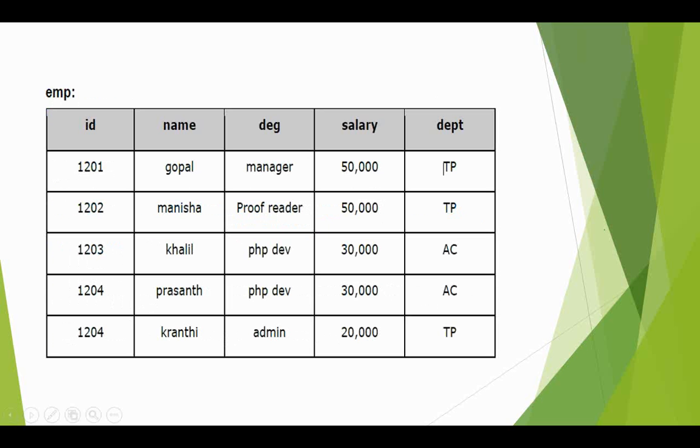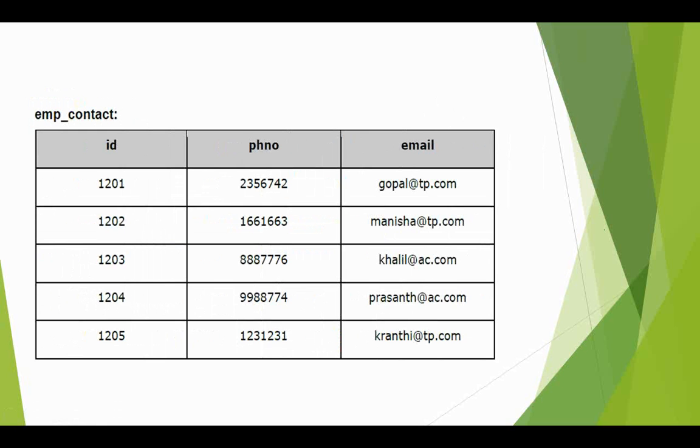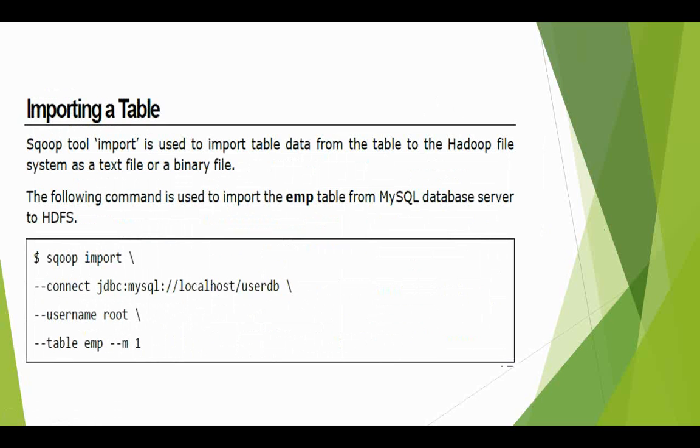This is my table. The EMP table has the employee ID, name, designation, salary, and along with that the department. This is my first table. This is the second table, the employee address. Now employee contact is the third table. All three tables are present in my MySQL database. Now what I have to do is import all that data from the MySQL database into my HDFS.